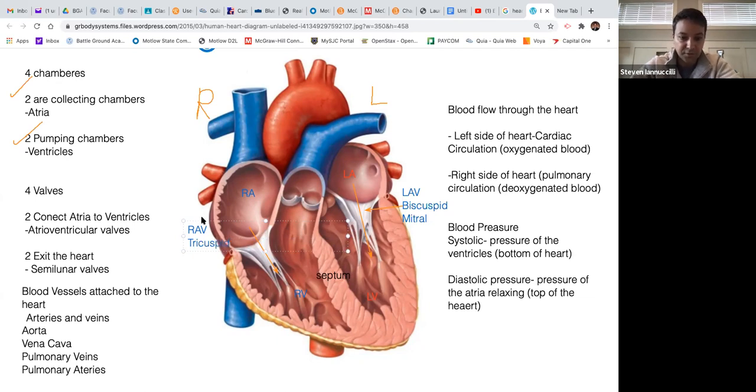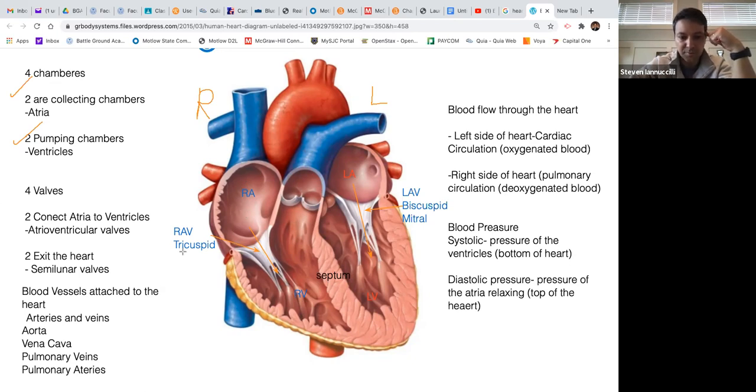Okay, you only have two names for this one, which is nice. And it's made of three cusps instead of two. So there are three flaps instead of two flaps that close. There are three of them. And again, it only flows in this one direction, right atrium to right ventricle.